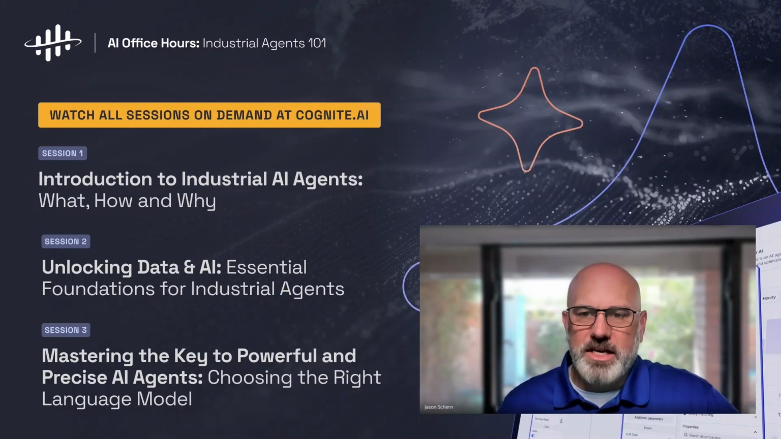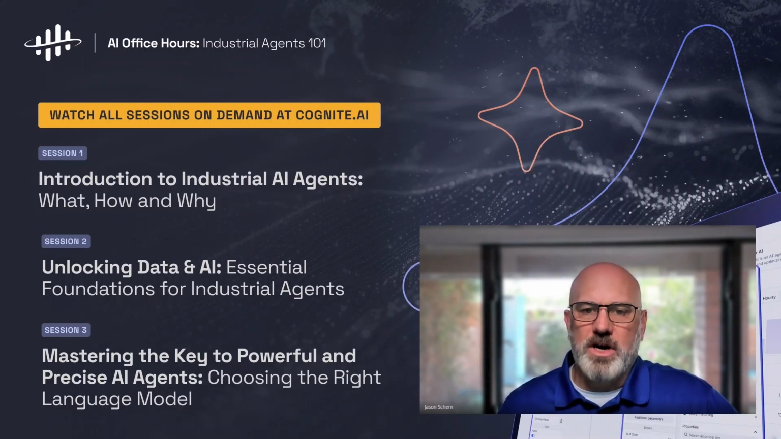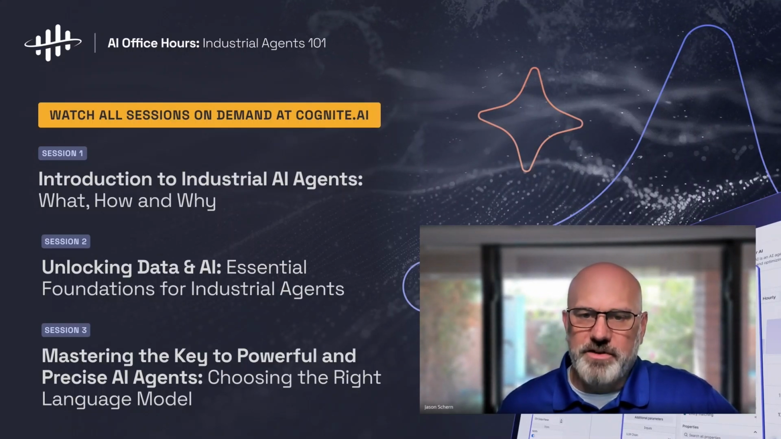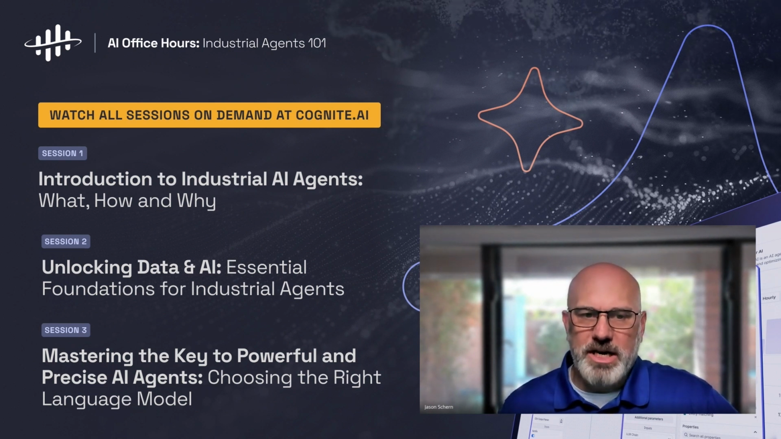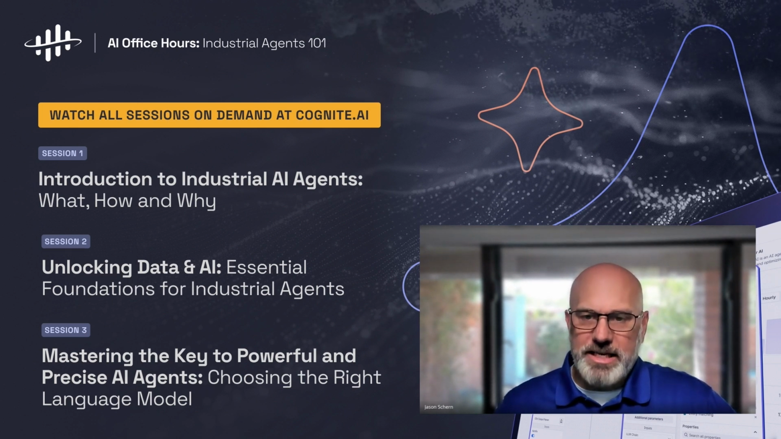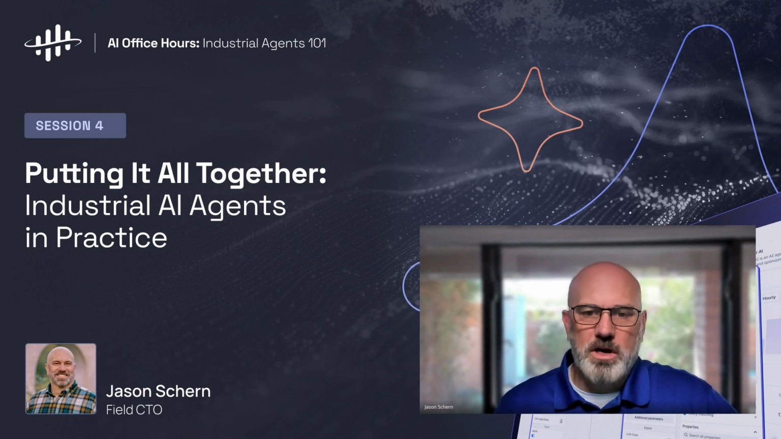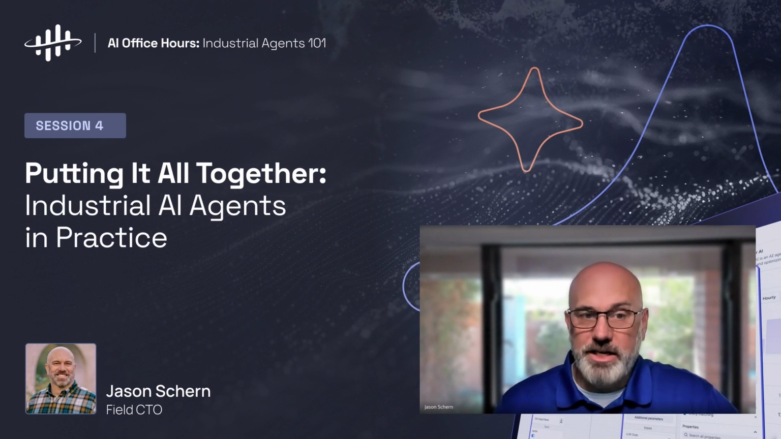A little bit of reminder of what the series has been about for the last 3 weeks. We've been discussing the basics of industrial AI agents. We've talked about laying the foundation for them to work, things like knowledge graphs, contextualization, and how to pick a large language model. But today I'm going to talk a little bit more about bringing it together and how this comes together for agents.